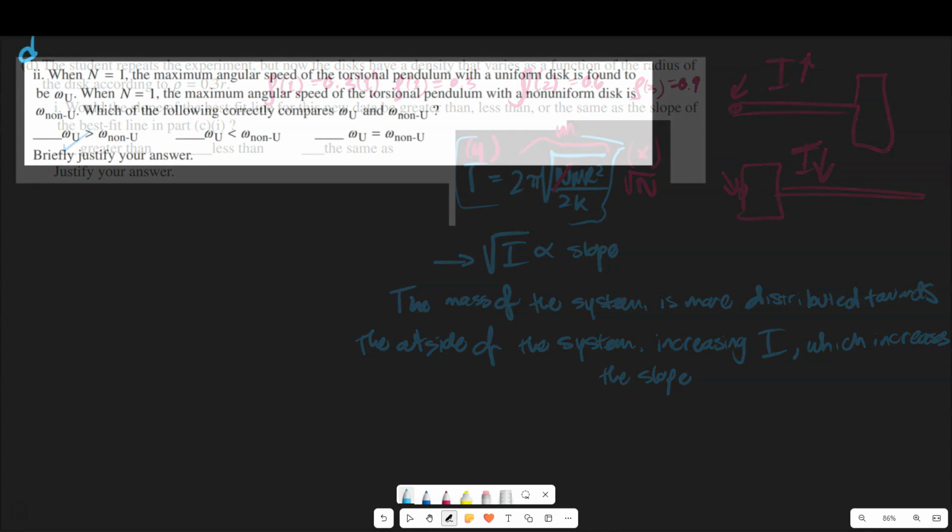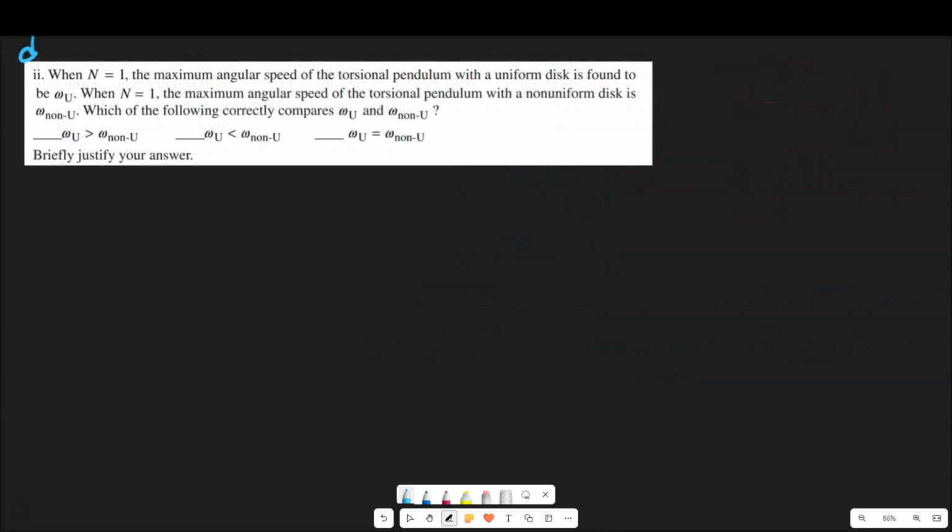Okay, and so looking at part D, II, part 2, it says when n equals 1, the maximum angular speed of the torsional pendulum with the uniform disk is found to be omega u. Okay, when n equals 1, the maximum speed is some different angular speed or angular velocity. We'll call it angular speed here. Which of the following correctly compares omega u and omega non-u?